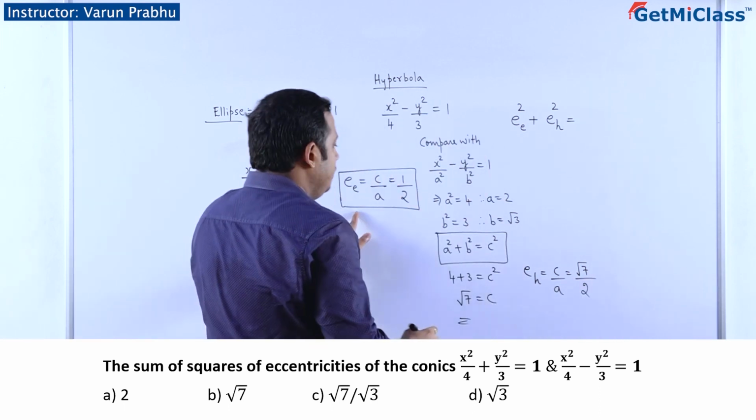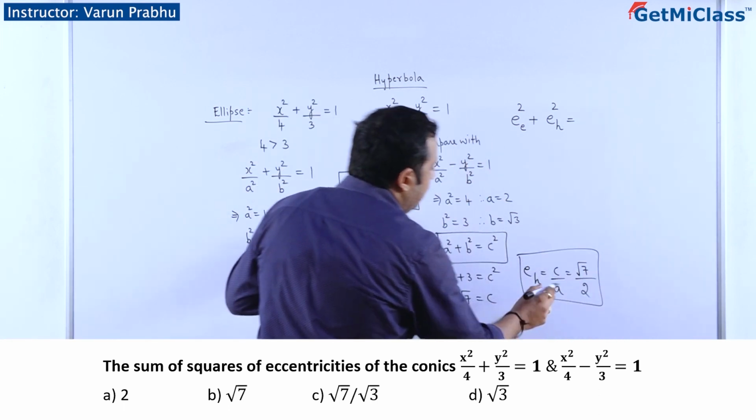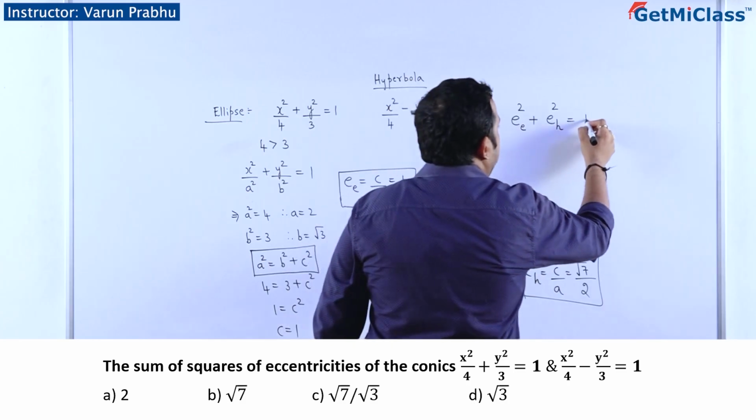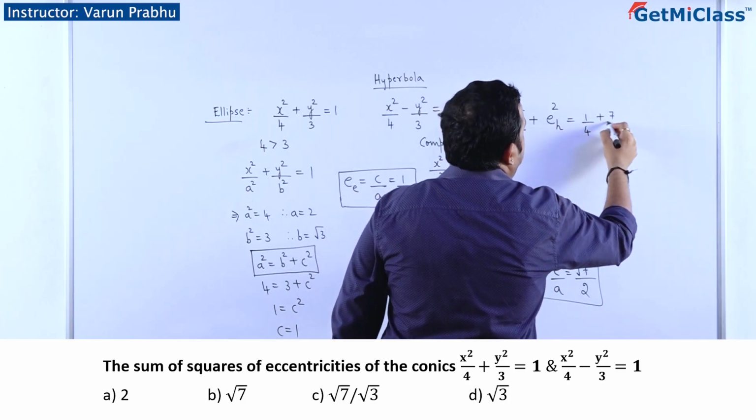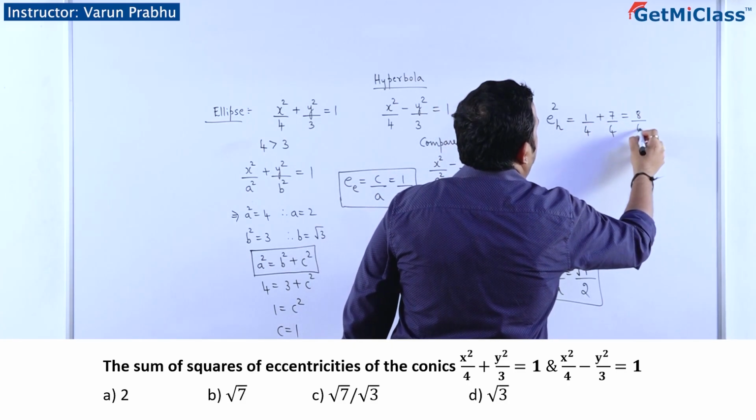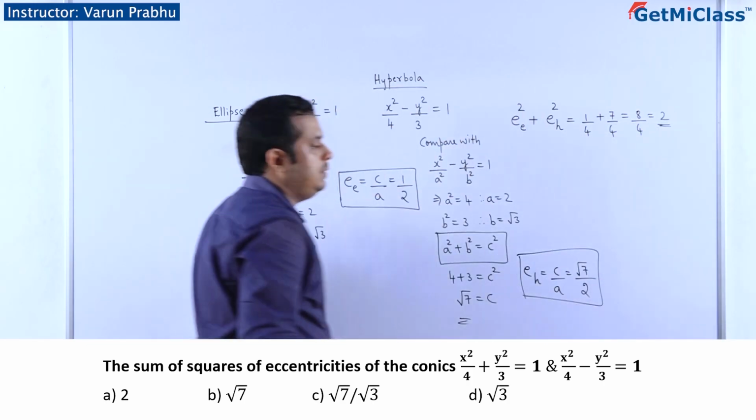So this is the eccentricity of the hyperbola. Now square and add, you will get 1 by 4 plus 7 by 4, which is equal to 8 by 4, which is equal to 2. So 2 is the answer to the question.